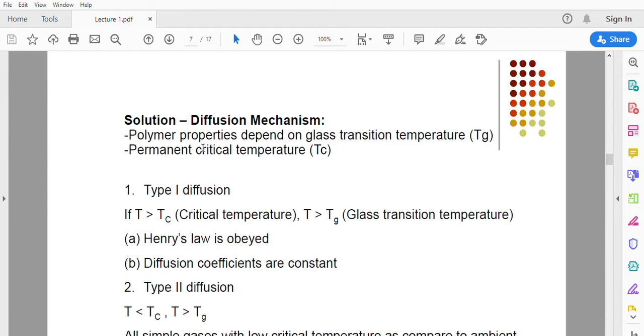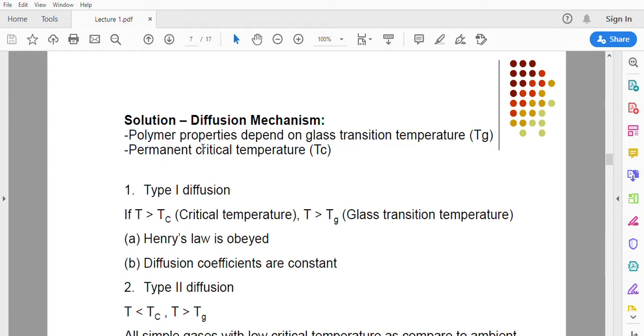So this transition is from the glassy state to the rubbery state. Below the glass transition temperature, the polymer molecule is very stiff, like a steel wire, and above the glass transition temperature, it becomes rubbery, like a thread or rubber. So these two are important properties in the solution diffusion mechanism. First is the glass transition temperature of the polymer, and second is the critical temperature of the gas.